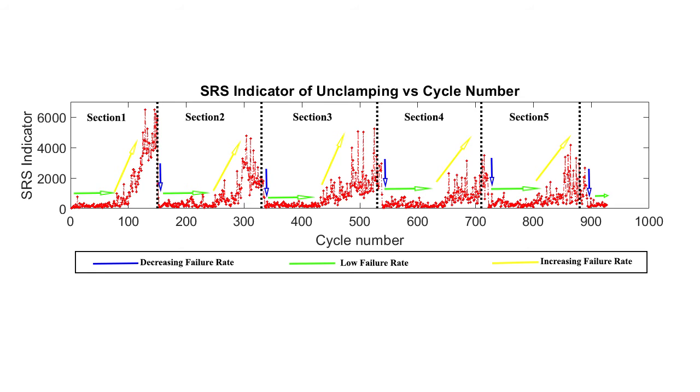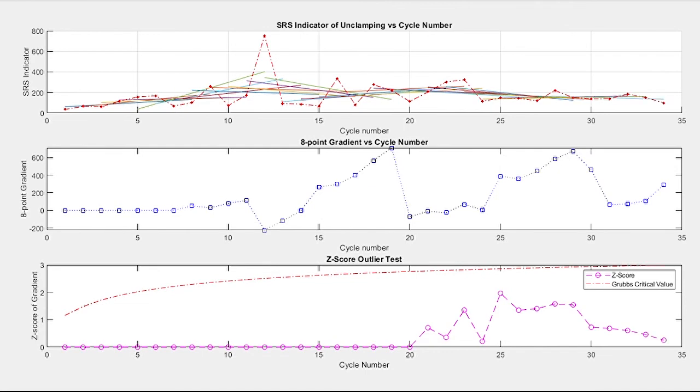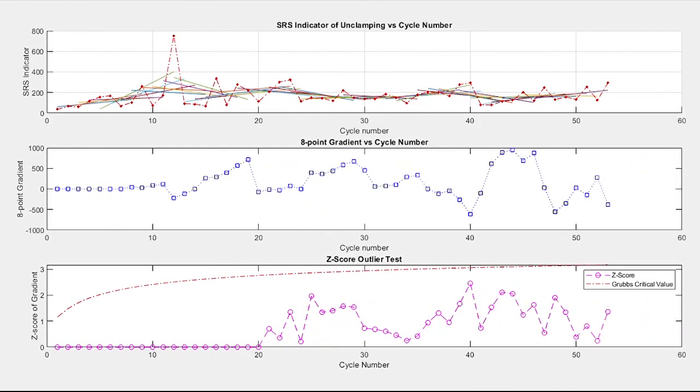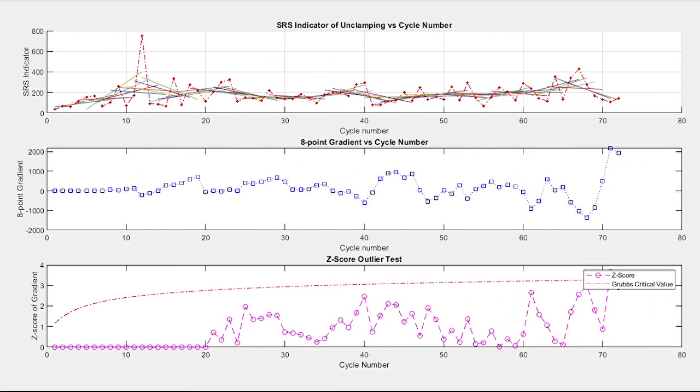A robust real-time condition monitoring system should hence be able to trigger lubrication when the system is at the increasing failure rate. A real-time condition monitoring system was designed using the knowledge gathered from this study. The upper plot shows a cycle-by-cycle display of the shock response indicator.